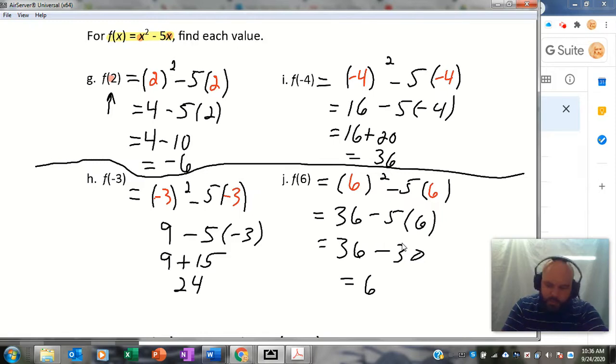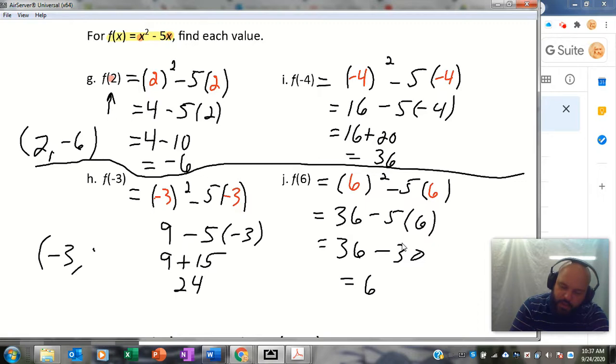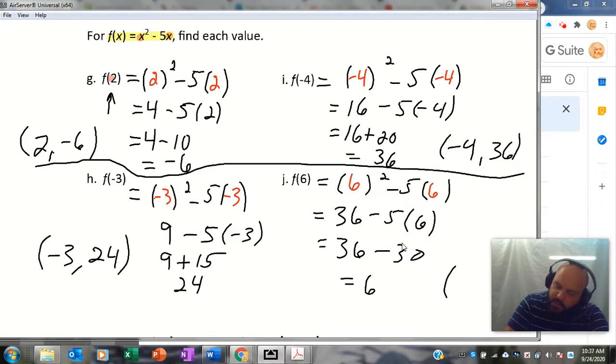And as I did before in the other question, you can always write these as ordered pairs once you get your answer. It didn't ask you to do that, but you can notice that we plugged in 2 in the first one, and we got negative 6 out. So the ordered pair would be 2, negative 6 for that one. In the second one, we plugged in negative 3, and we got 24 out. So there's your input and your output. In the third one, we plugged in negative 4, and we got 36 out. And then the last one, we plugged in 6, and we ended up getting 6 out. So there you go.